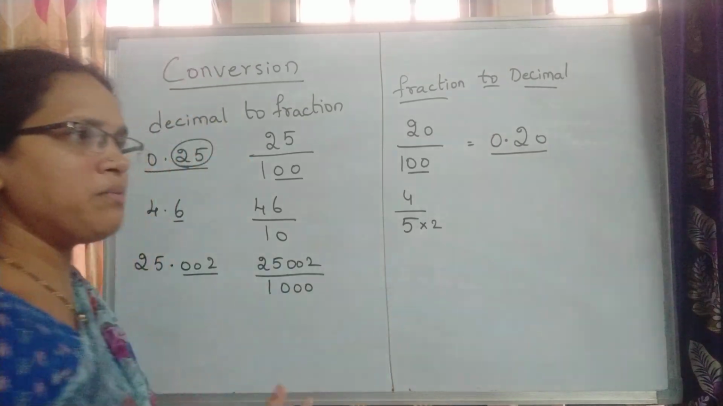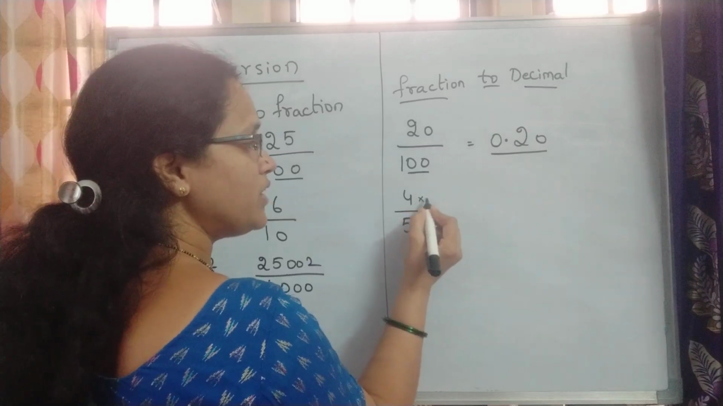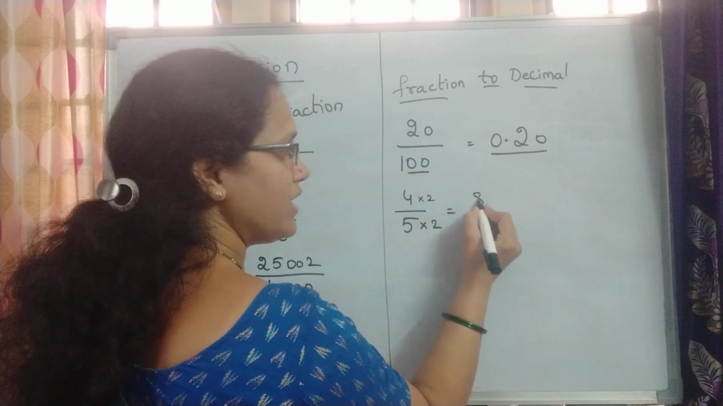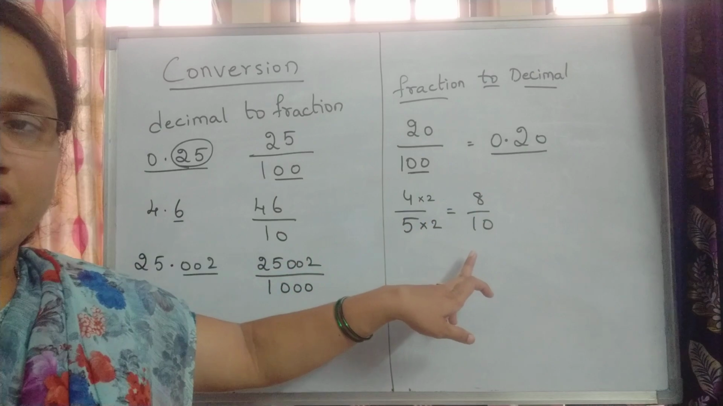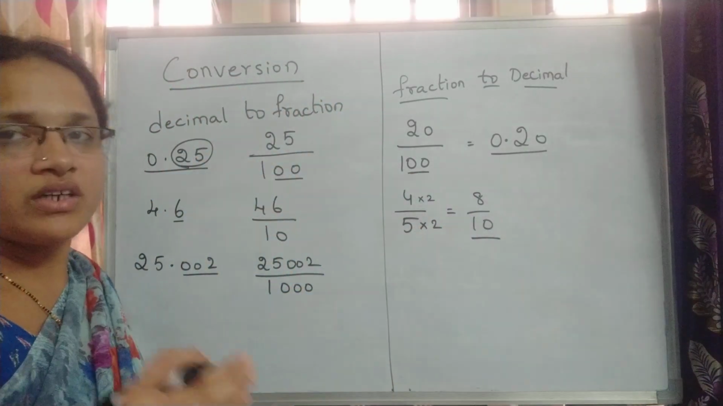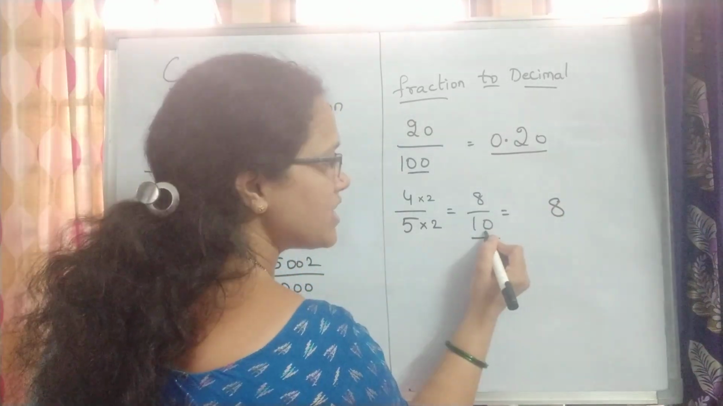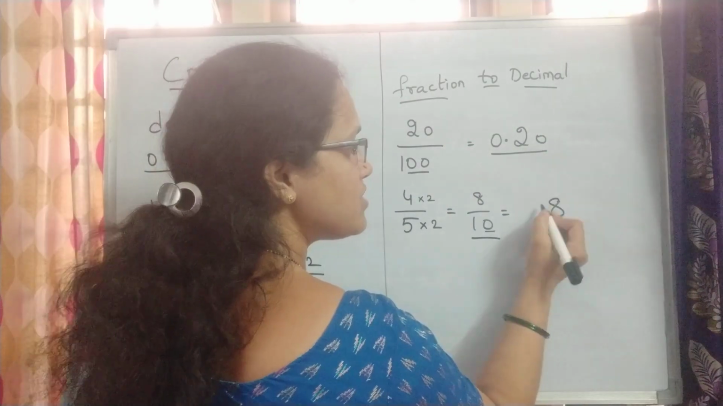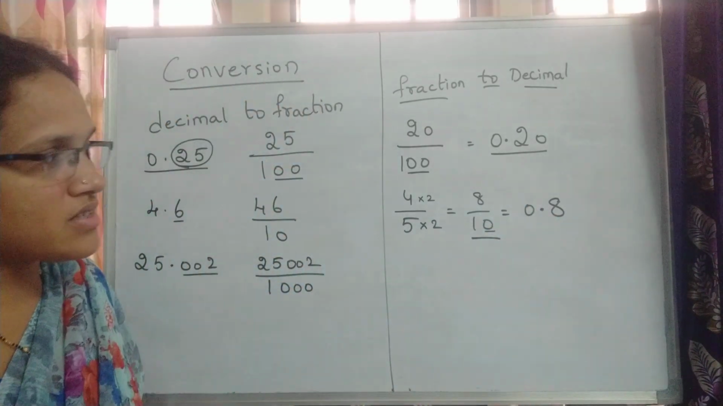As you are multiplying the denominator by 2, you should not leave the numerator. Multiply the numerator also by 2. Then write the fraction once again: 4 2s are 8 by 5 2s are 10. So 8 by 10. Now the denominator is in tens. Write the numerator, and how many zeros are there in the denominator? 1. So from the back, put a decimal point here and write 0. So I hope it's clear for you.